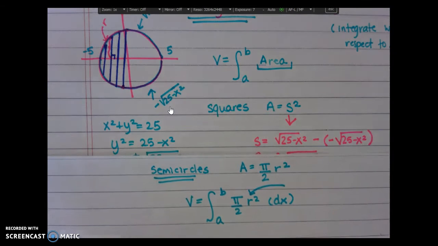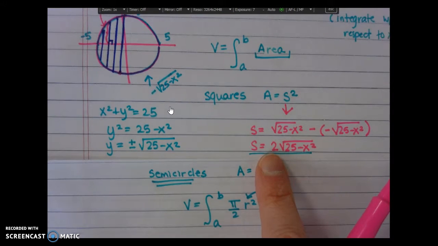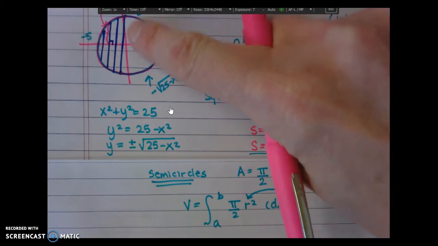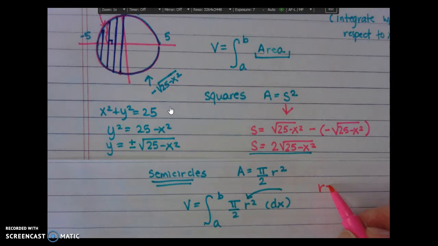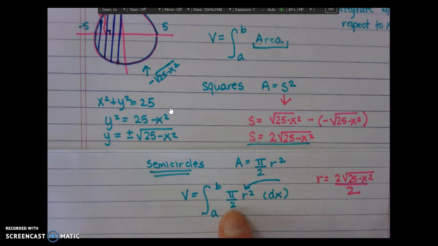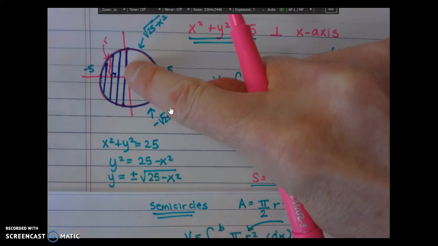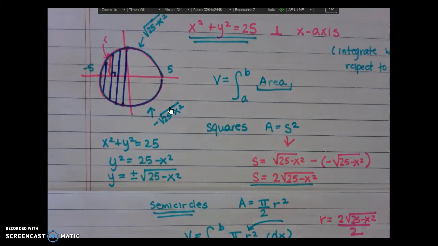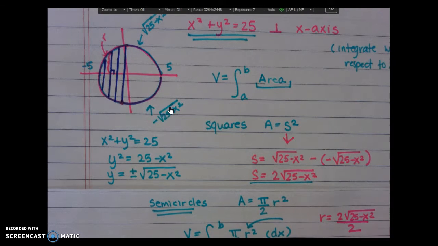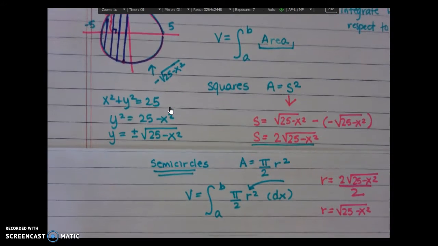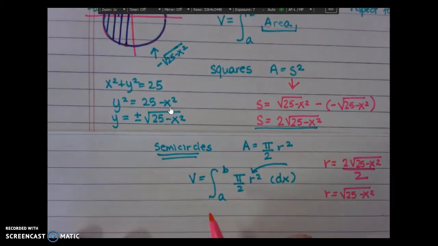So instead of using 2 square roots of 25 minus x squared, which represents the whole length, our radius is going to be that side length cut in half. And that half has nothing to do with this half right here. This is just using half of this length because only half of that length represents the radius. So our radius is really just the square root of 25 minus x squared. So knowing that piece of information, like the examples before this, it's no different than what we've done before.